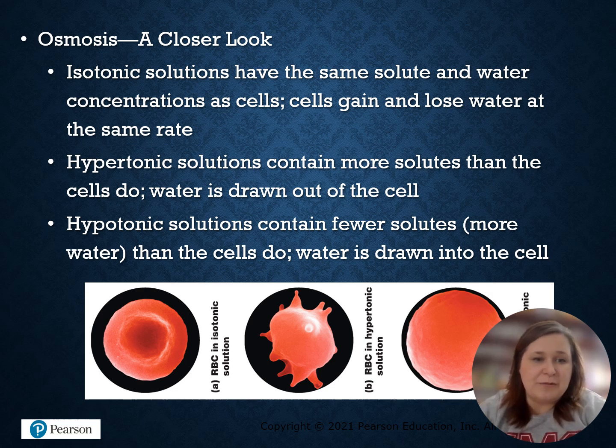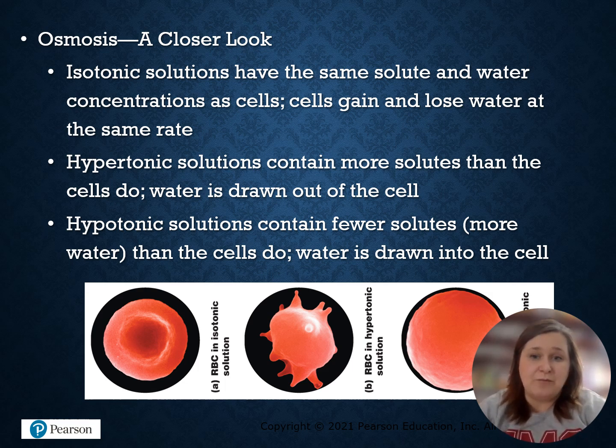So let's talk a little bit about how osmosis applies within the body. So we have what we call isotonic solutions. Whenever you go to the hospital and you get IV fluids, those are isotonic solutions. These are going to have the same solute and water concentration as the cells. So the cells are going to gain and lose water at the same rate, so they will stay in a state of homeostasis.